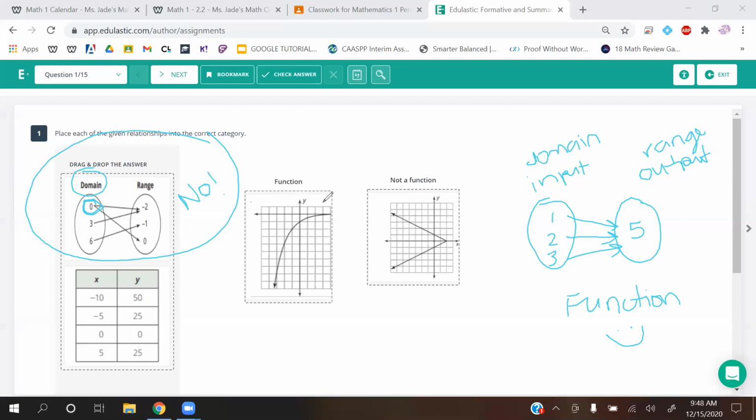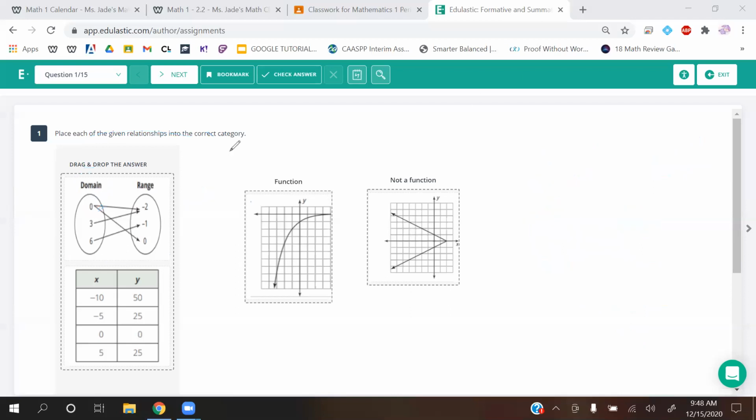Any questions? If you ever have a question, just interrupt me and type it or say question or say wait, and then I'll know to wait, okay? But other than that, I'm just gonna keep going because these reviews usually take quite a bit of time for us to go over. So I'm gonna drag that into the not a function.